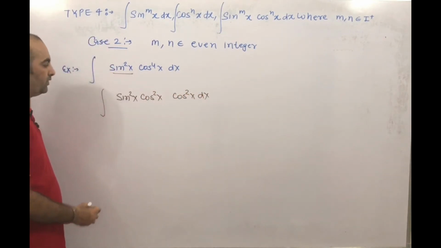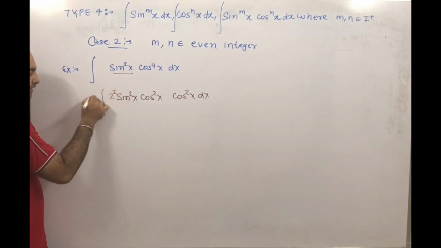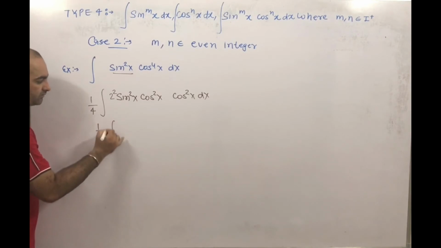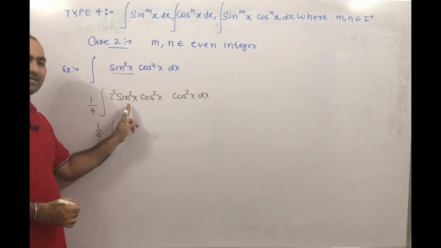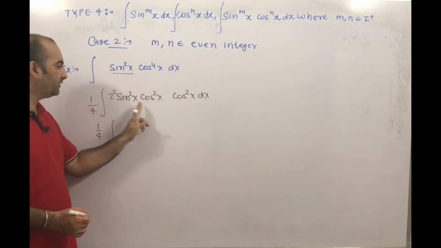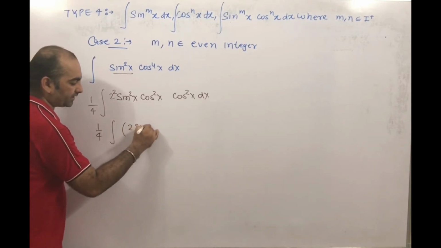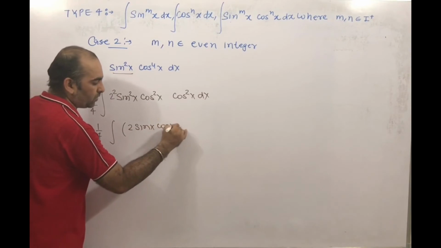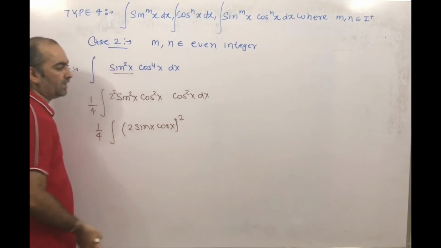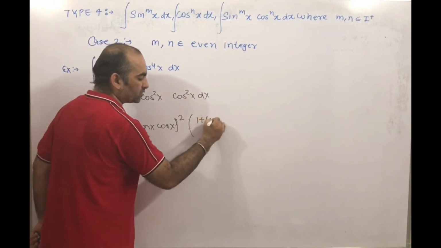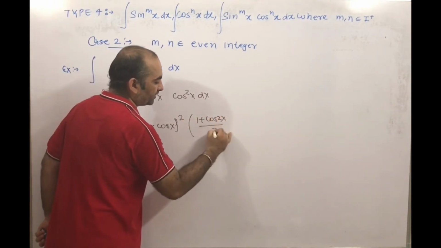Now here we will multiply by 2 square and divide by 4, so 1 by 4 is outside, integration of 2 square sin square x cos square x. So this one we get 2 sin x cos x whole square, and this cos square x we can write 1 plus cos 2x divided by 2 dx.